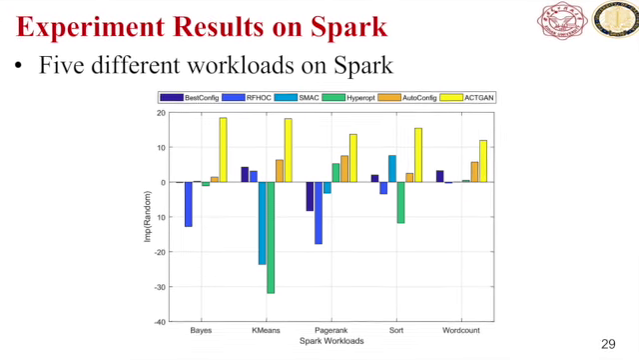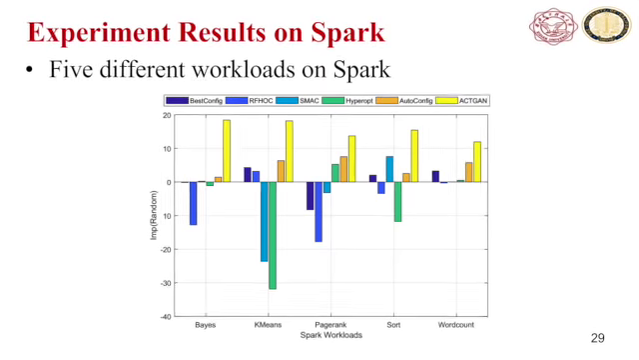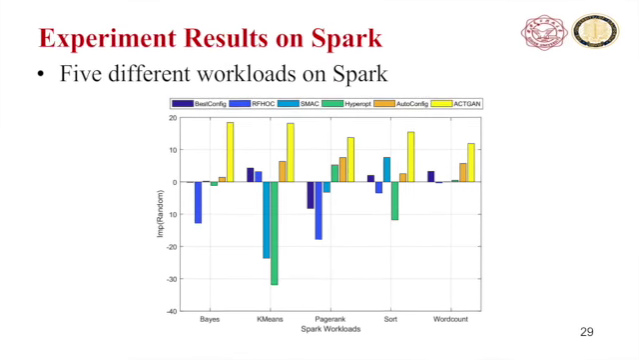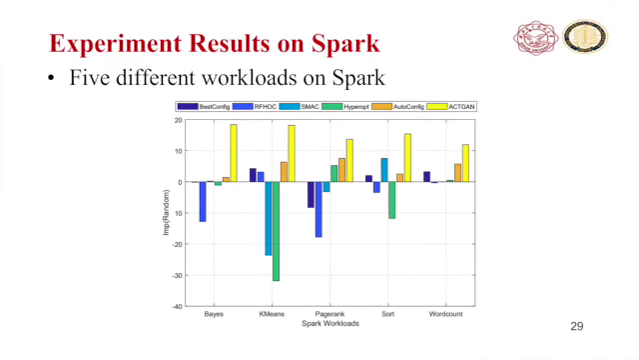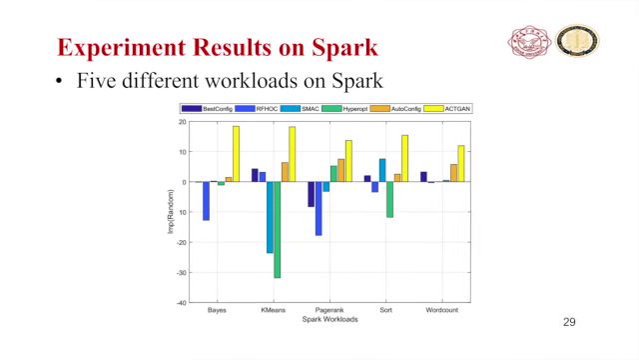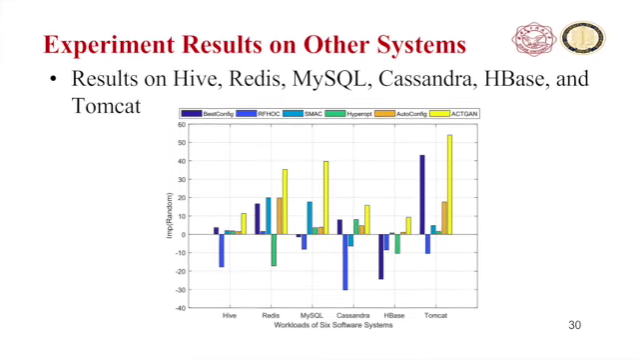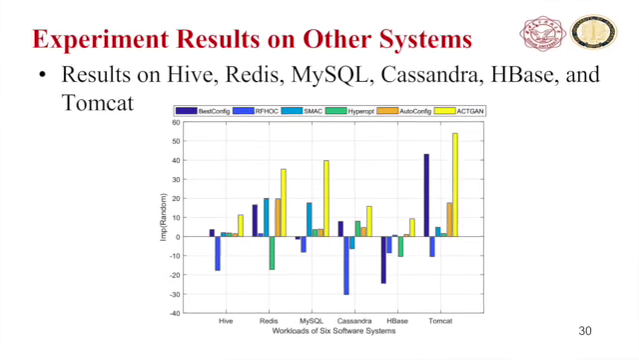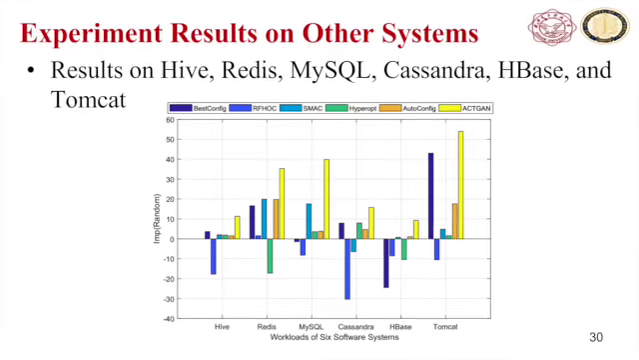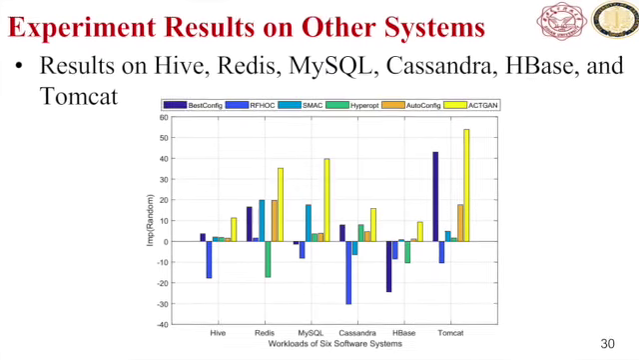So here's another software system called Spark with different workloads. ActGAN again outperformed the other algorithms. So here's a summary of 6 software systems on the x-axis. And again, ActGAN outperformed the other algorithms.